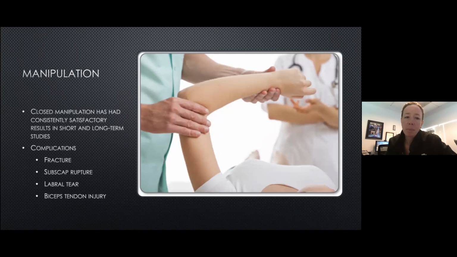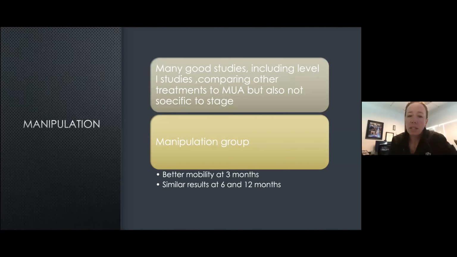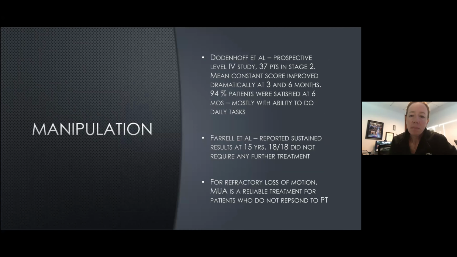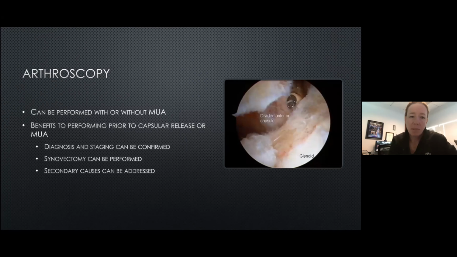And so if you're doing a manipulation, you want to be doing more of a gentle manipulation, maybe a bit more than what the therapist can do in an awake patient. But this is something that does work, particularly if you don't have to do anything that requires a significant amount of force. And in that case, you're going to consider intervention. But it is a good modality, and they typically do get range of motion better earlier with manipulation. I'll skip through some of those studies and go straight to arthroscopy.